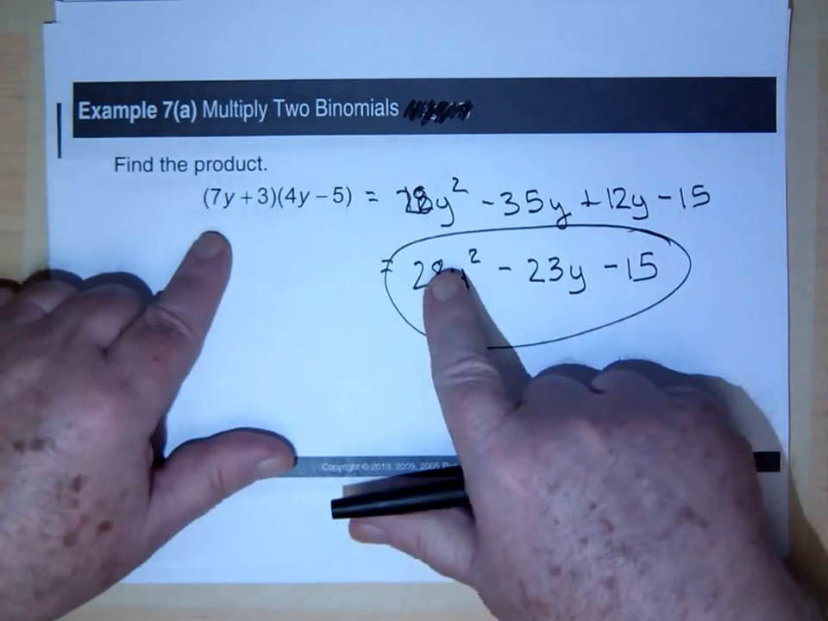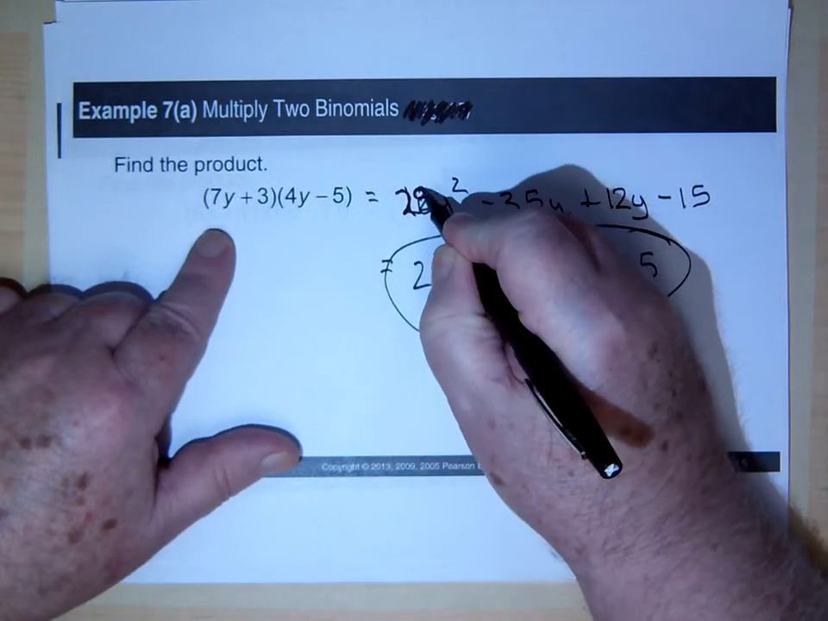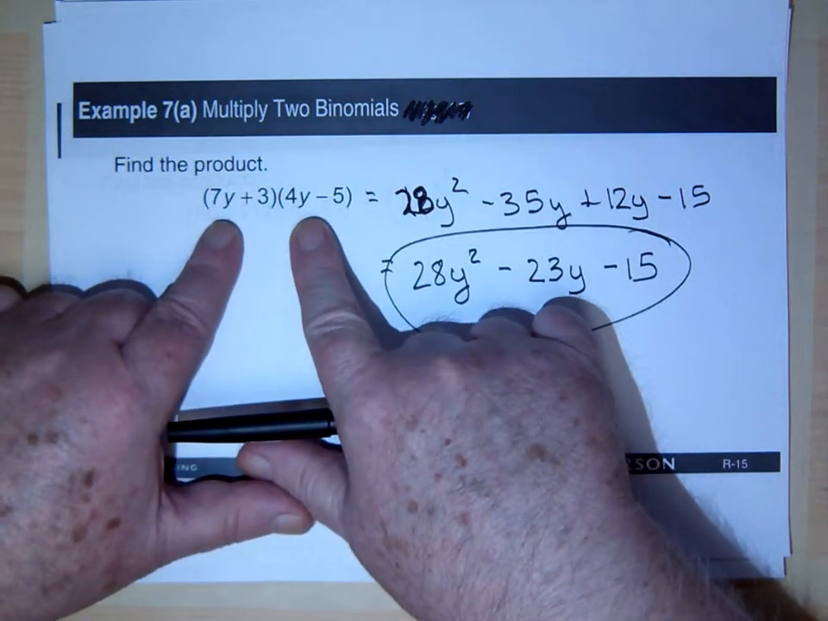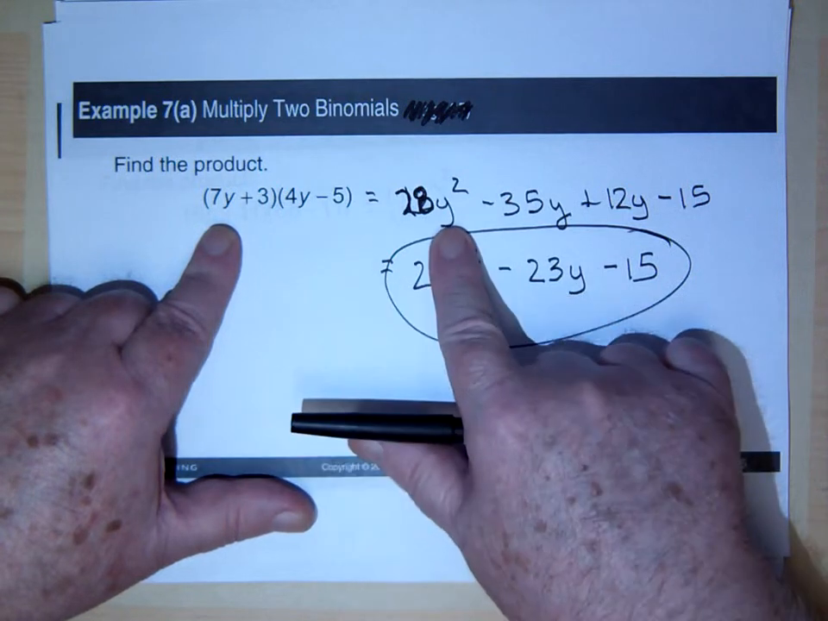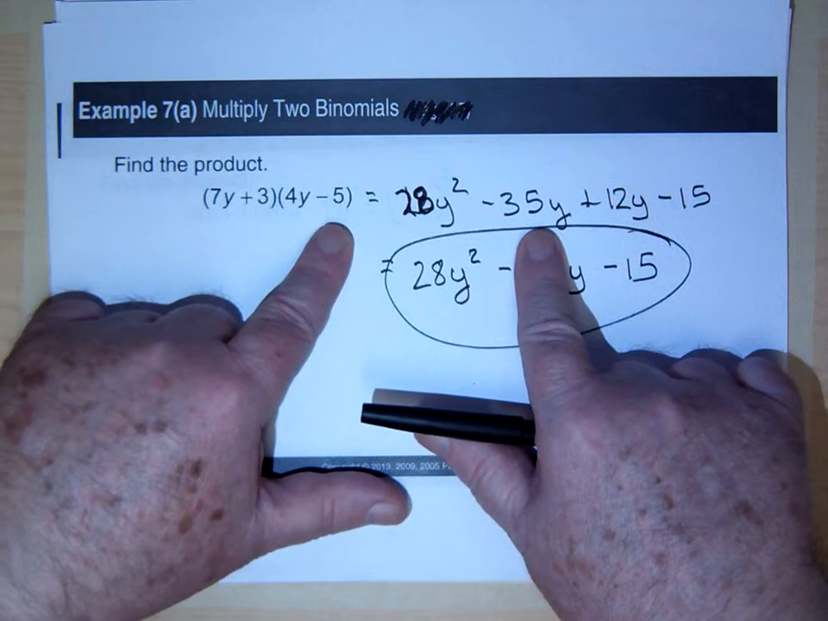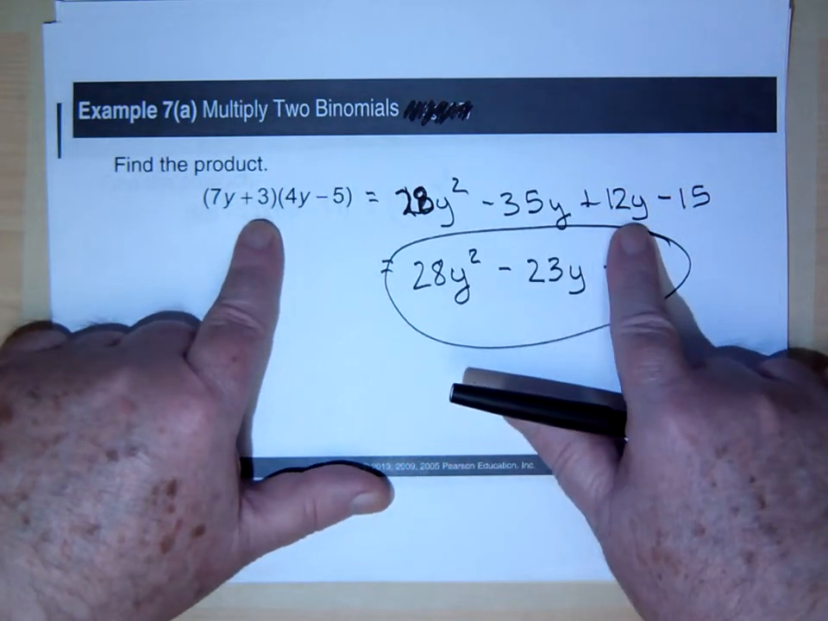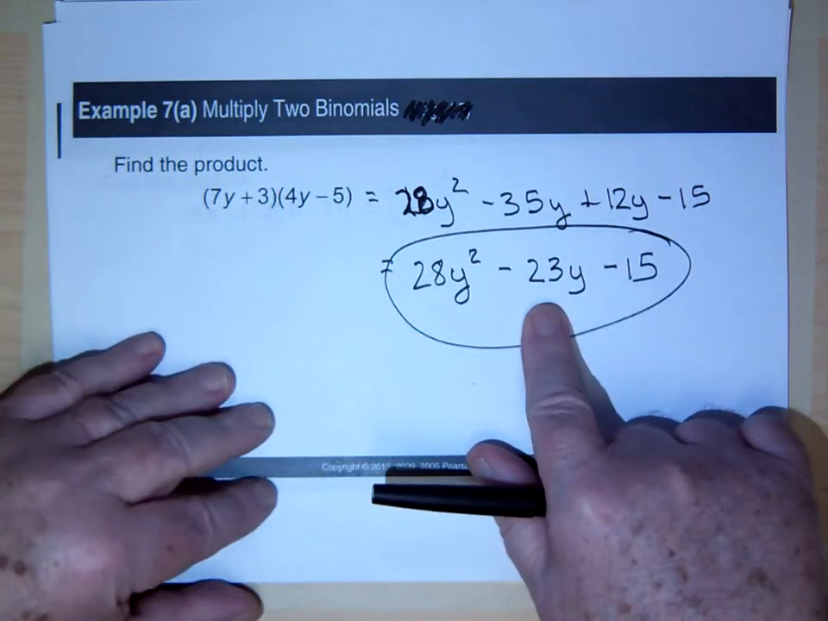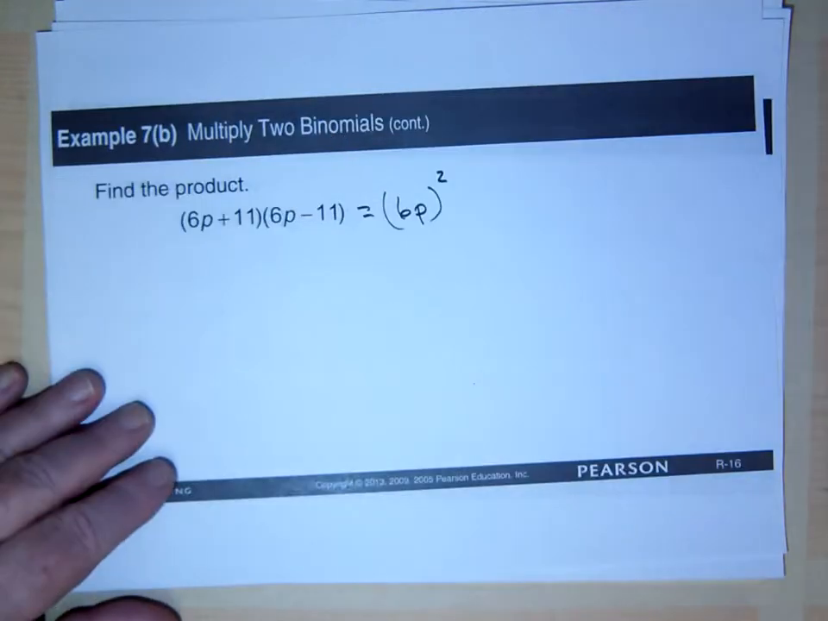Here I'm going to be expanding just by distributive property. So this is going to be 7y times 4y is 28y squared. 7y times minus 5 is minus 35y. I'll move to the next term. This is going to be 3 times 4 is 12y minus 15. I will combine like terms in the middle, and I will get this as an answer. That's how we'll multiply binomials.